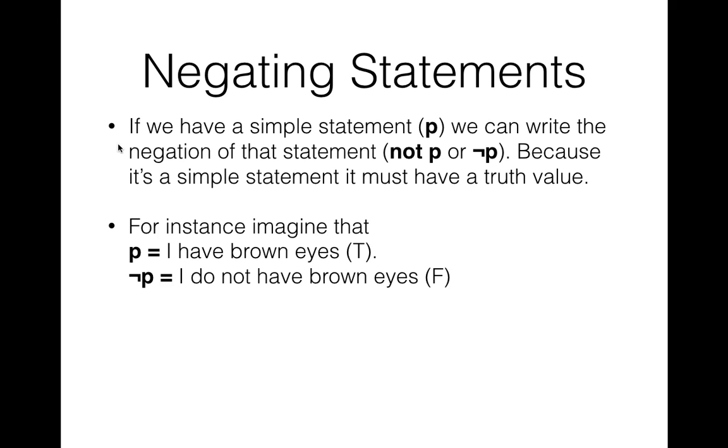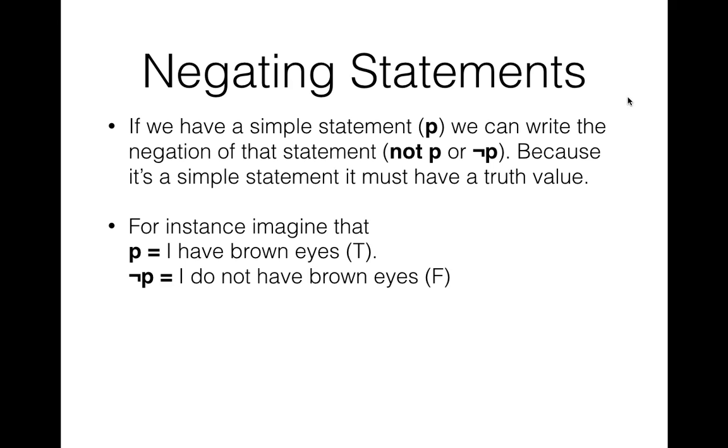So a negating statement is where we take a simple statement and we give it a letter to represent it. In this case, we're going to look at P. We can then write the negation of that statement, otherwise known as not P, or represented by this symbol here, which you'll remember from last lesson when we looked at the different symbols. Not P is basically the direct opposite of P. So it negates it, it goes against it.